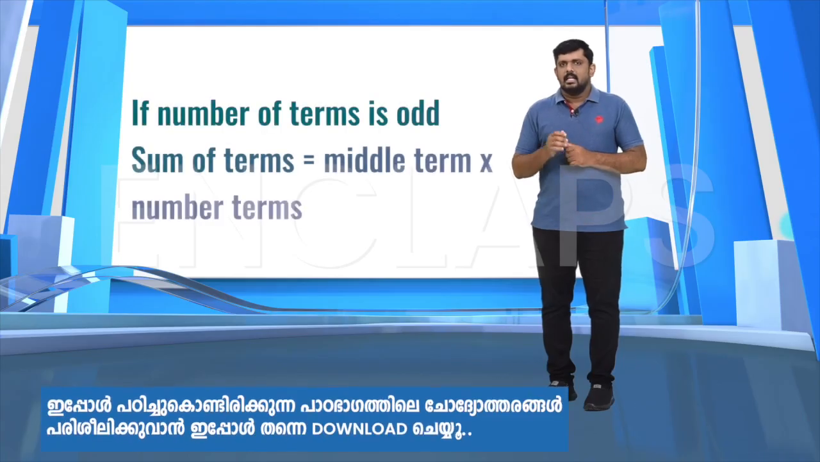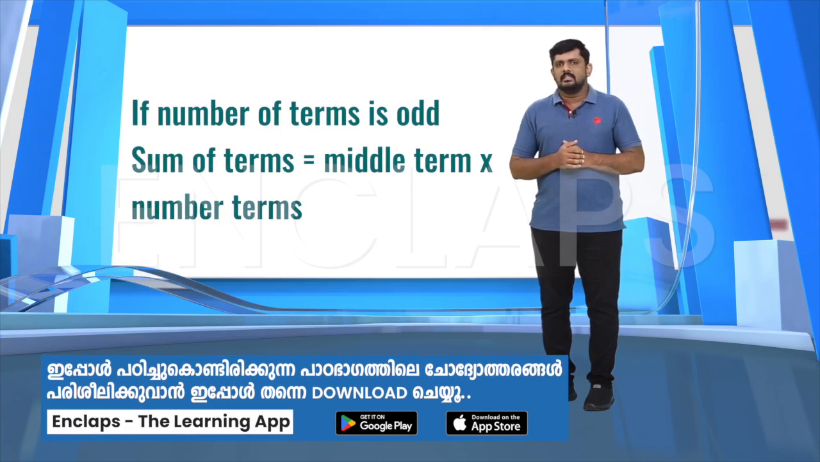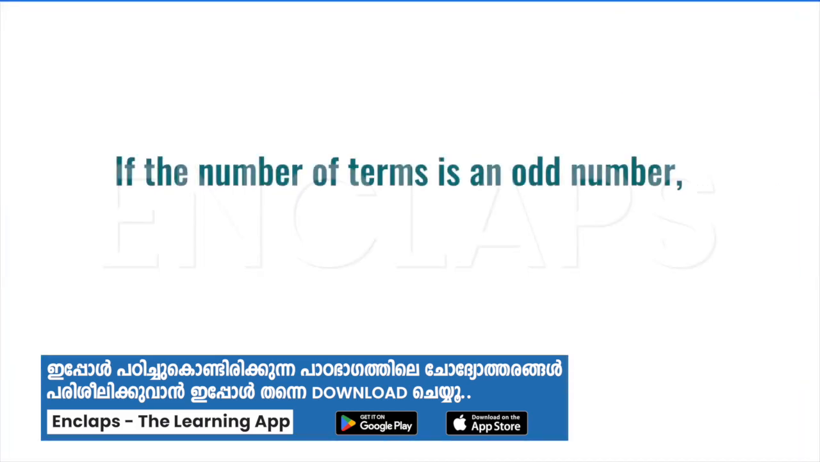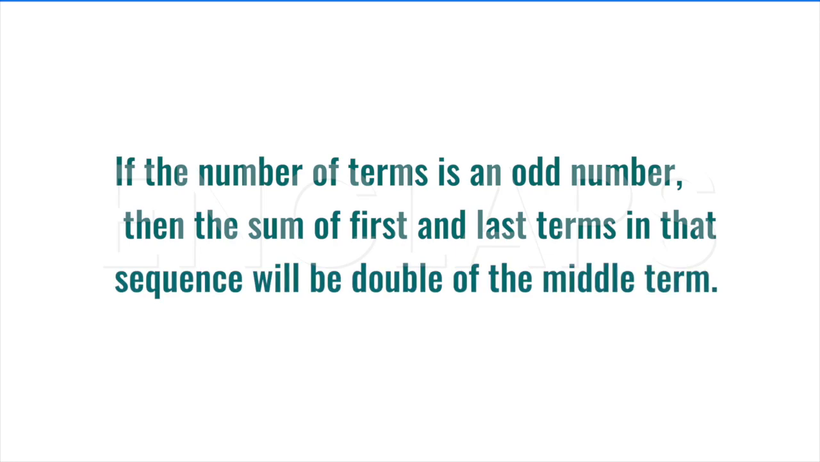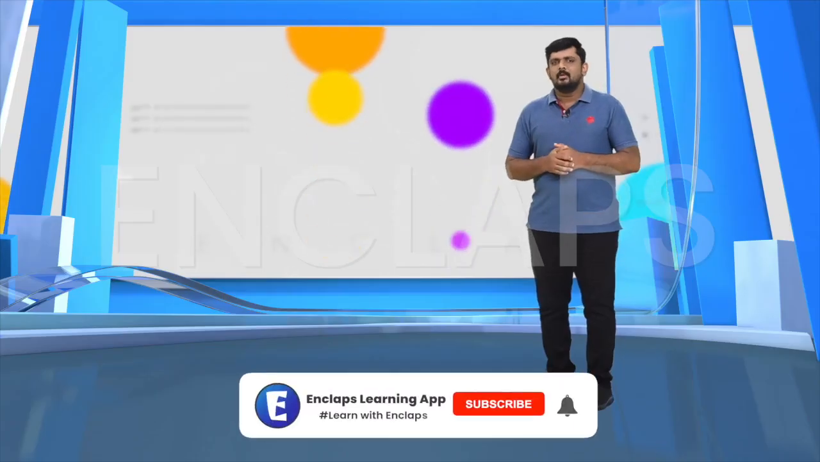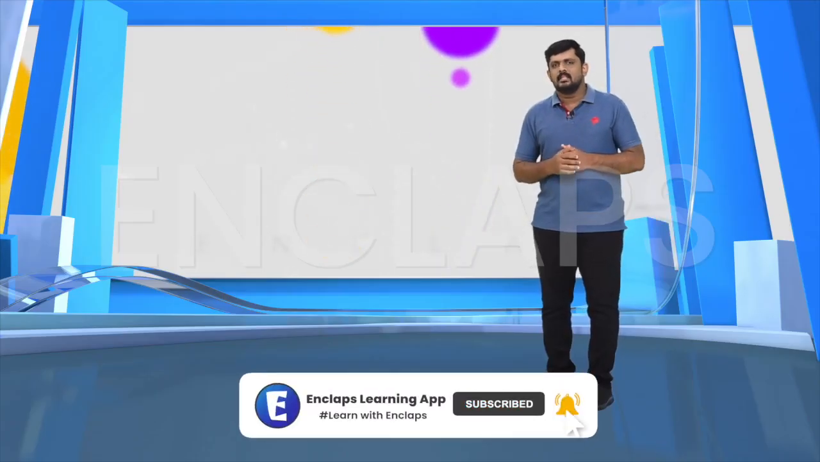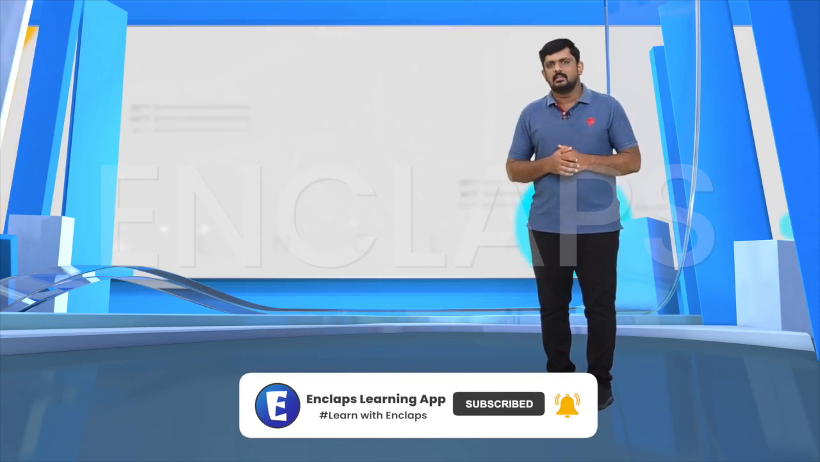That is, if the number of terms in a sequence is odd, then the sum of terms in that sequence will be the product of the middle term and the number of terms. Consider any consecutive terms of an arithmetic sequence. If the number of terms is an odd number, then the sum of the first and last terms in that sequence will be double the middle term. From this, 3 important concepts can be derived from the sum of terms in an arithmetic sequence.